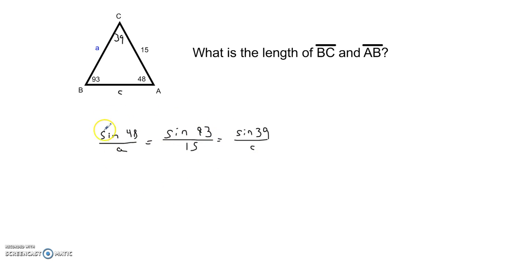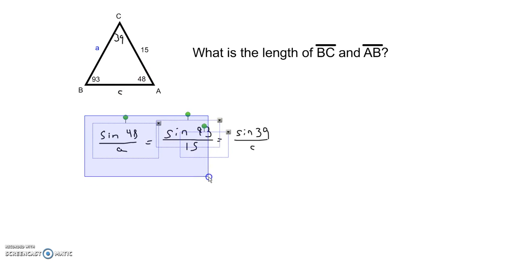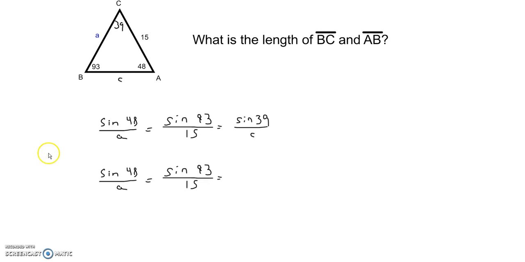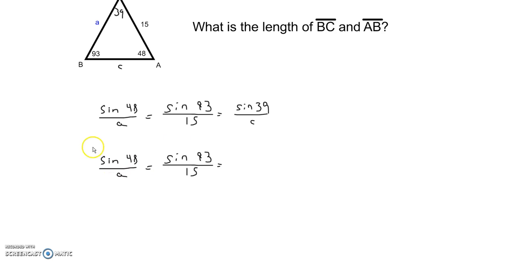Okay? So for a, let's just look at the sine of 48 over a is equal to the sine of 93 over 15, right? So we're just going to look at these two for now. Well, that's just going to stay there. Okay, so just using these two, that the sine of 48 over a is equal to the sine of 93 over 15, we can cross multiply to get this equation right here, right?